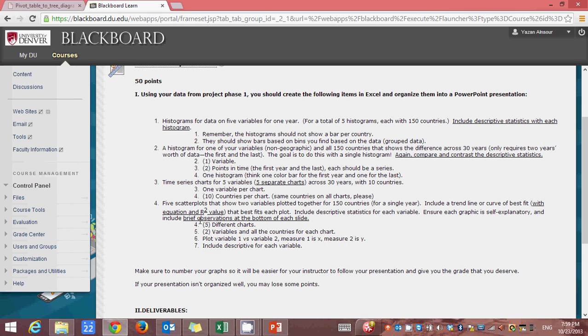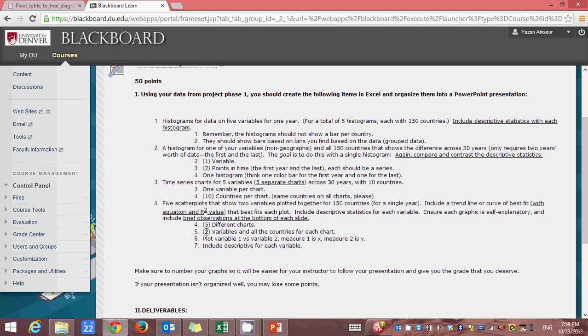Five scatter plots that show 2 variables plotted together for 150 countries for a single year. Include a trend line or curve of best fit with equation and R-square value. With each best fit plot, include descriptive statistic for each variable. Ensure each graphic is self-explanatory and include a brief observation at the bottom of each slide.